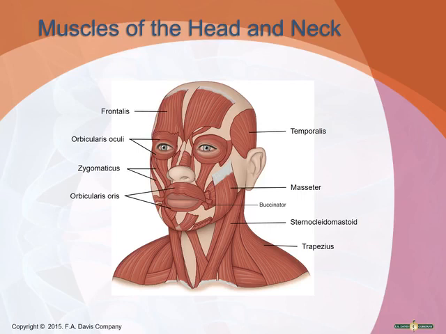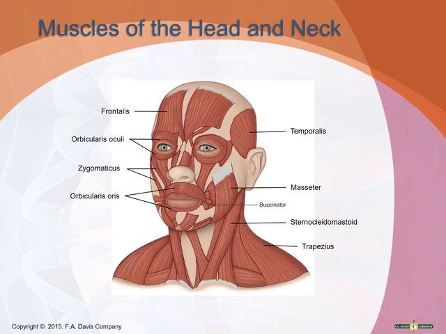The muscles of chewing, the temporalis and the masseter. The masseter is the one that closes the jaw, the temporalis up here. It kind of works with that. And then the muscles that move the head, the sternocleidomastoid, this one right here, and the trapezius right here, it goes down towards the shoulder.